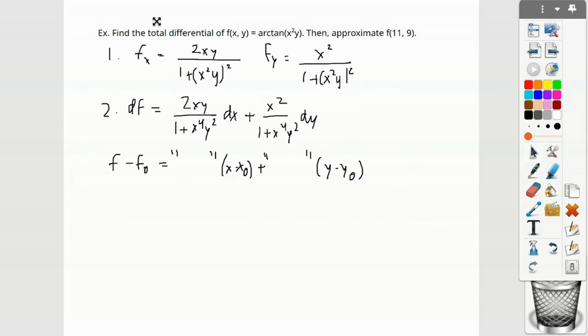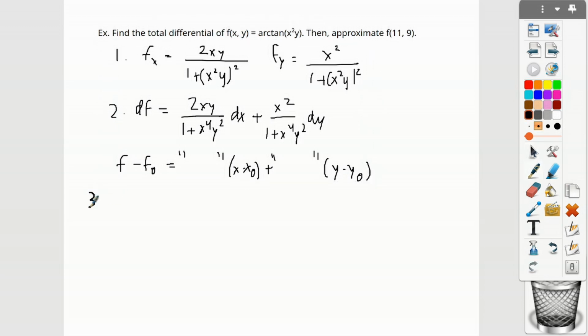That's half the job. The other half of the job is trying to find two numbers that are close. So which numbers are close to 11 and 9? Here's the thing about this equation that's really dumb: arctan doesn't have a nice number for 10 and 10. We don't need to use 10 and 10 though, because this doesn't say approximate using f of 10 comma 10. It says approximate using f of 11 comma 9.